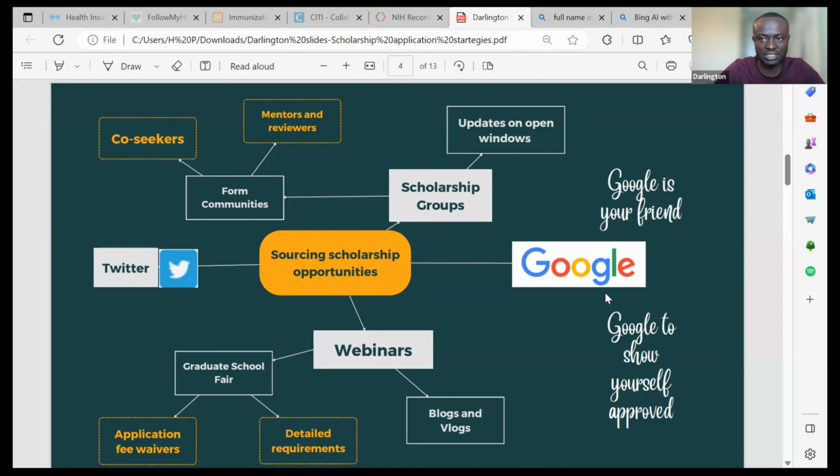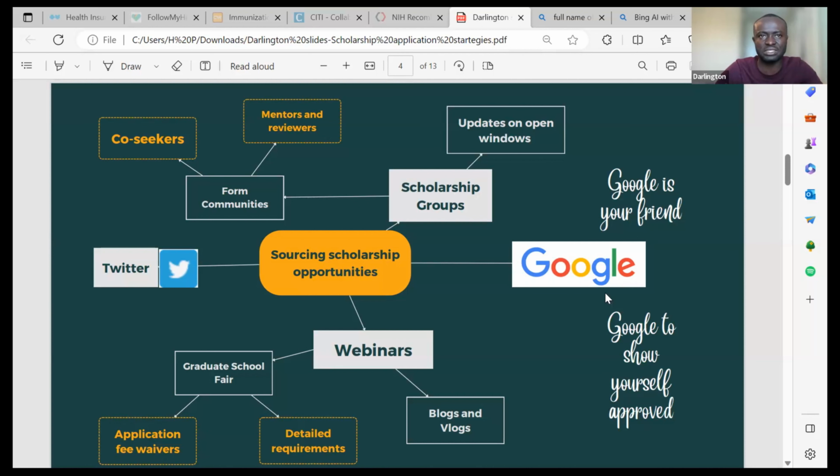Apart from that, I also talk about the scholarship groups. For instance, the Student Safe Space, okay? These groups, when you join them, you're going to gain a lot from them. One of the things you can gain is that application windows will be advertised there. Erasmus Scholarship is starting, they post it on the group. Another one is starting, they post it on the group.